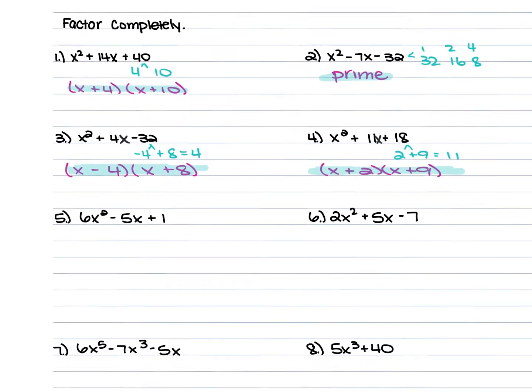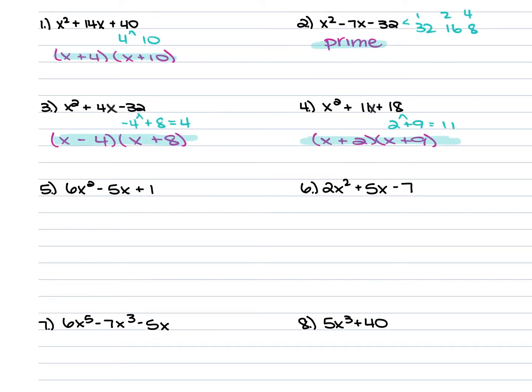For number 5, you have 6x squared minus 5x plus 1. For this one, your a is not 1, so you're going to multiply your a and your c, so that's 6 times 1, which is 6. You're going to find the factors of positive 6 that add up to be negative 5. If you have a negative 2 and a negative 3, that gives you the negative 5. So you're going to rewrite this as 6x squared minus 2x minus 3x plus 1.